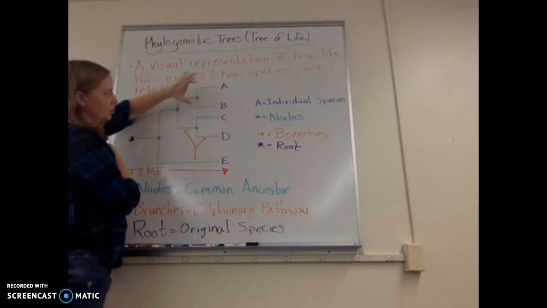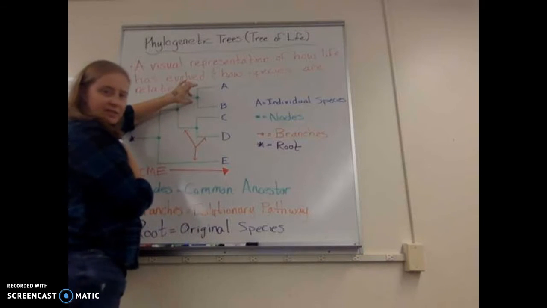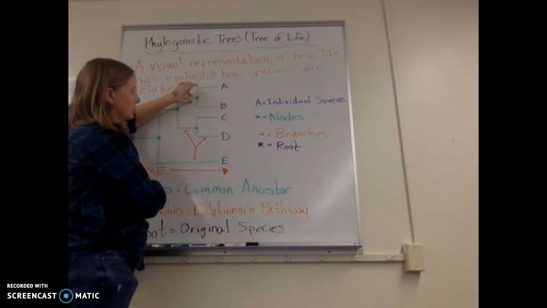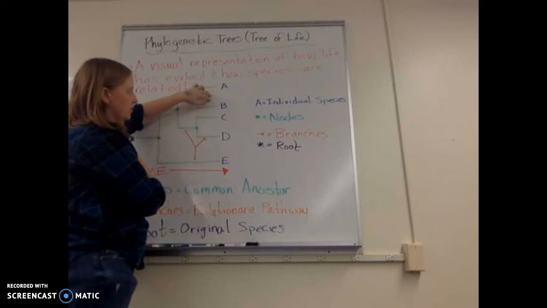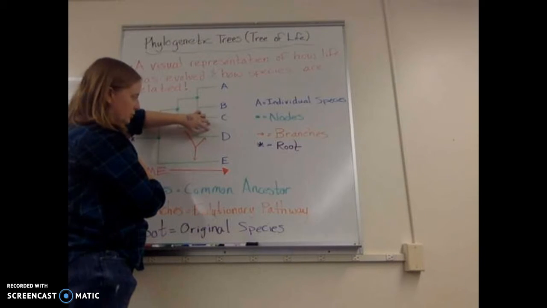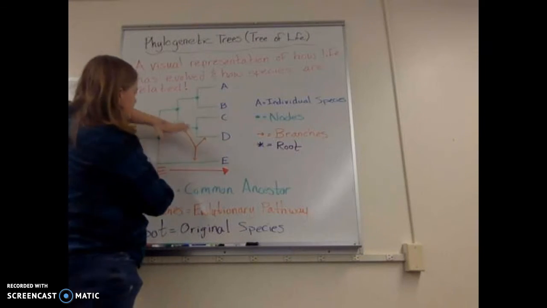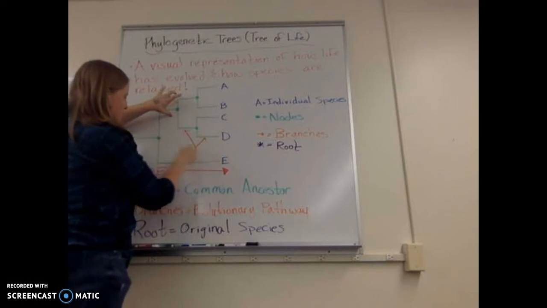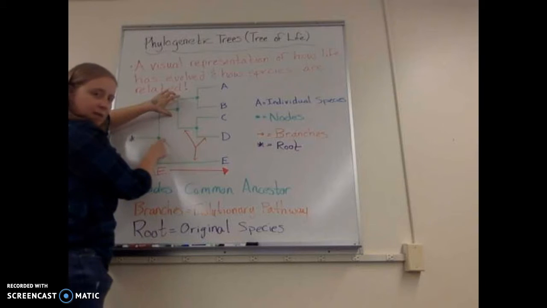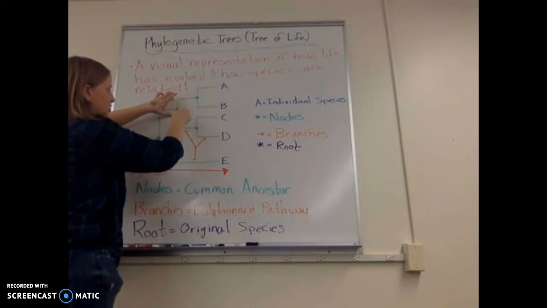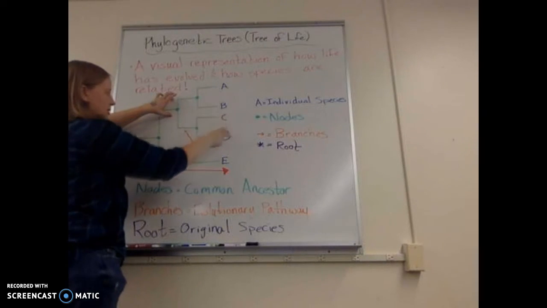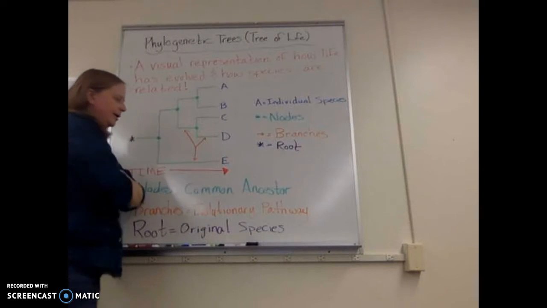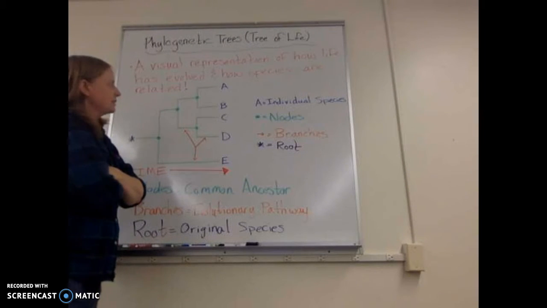And the closer together your common ancestor is in a phylogenetic tree, the more closely related you are. So A and B are fairly closely related. C and D are closely related. A, B, C, and D are more closely related to each other than E, because its common ancestor is way back here, whereas these guys all share one here, these guys share one here, these guys share one here. So hopefully that makes a little sense.